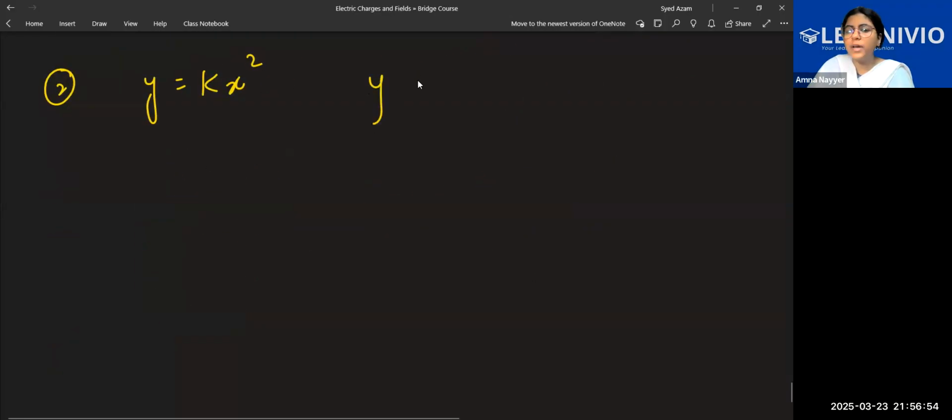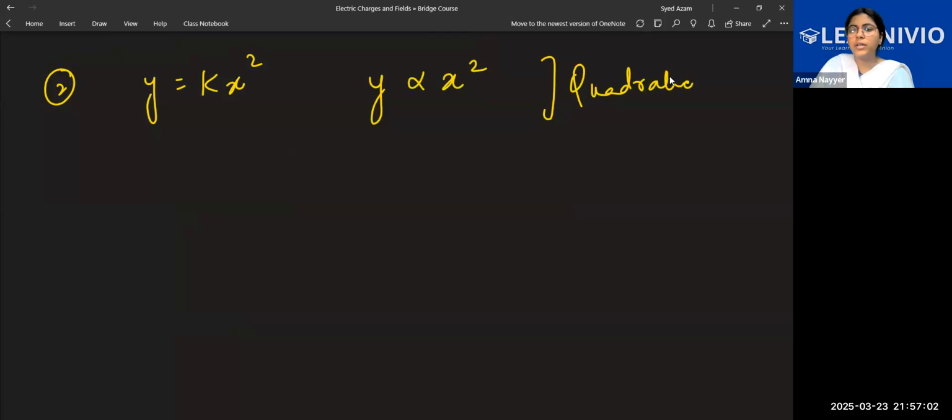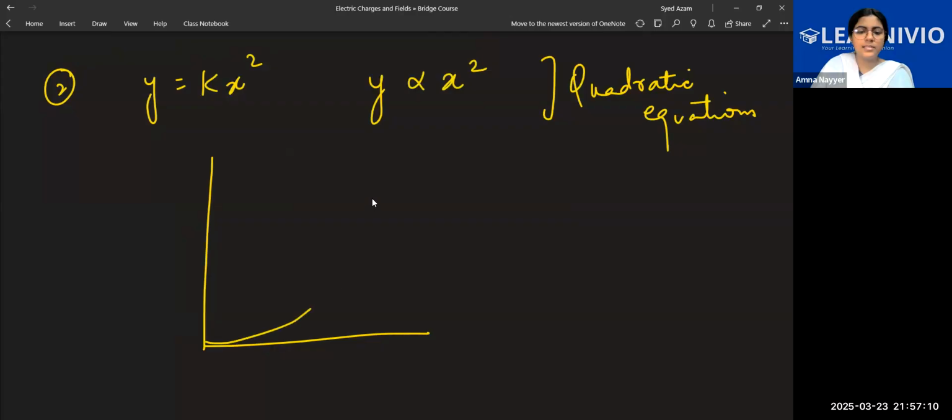If you see y is equal to kx square, it means y is directly proportional to the square of x. Then we have these equations as the quadratic equations. And here the graph is like this. So see, if I now take angles theta here, you can see theta is increasing. Theta must be very small here. Theta is increasing, so we say this is the graph with increasing slope.